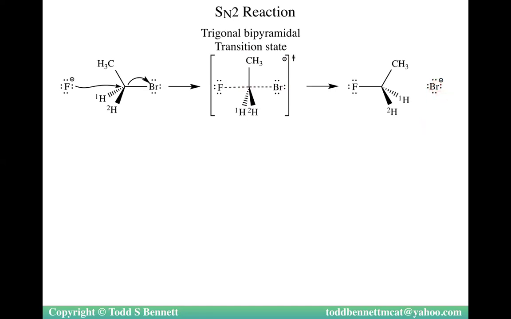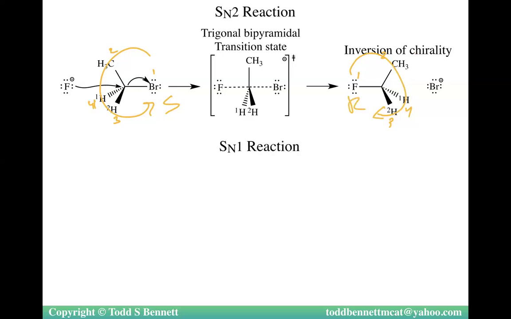The reason we put a deuterium on there is if we wanted to do R/S, then we say priority 1, 2, deuterium is 3, H is 4. So when you have the same atom, you go to atomic mass in the priority list. So 1, 2, 3, starting as S. 1, 2, 3, 4, finishes as R. So you get inversion of chirality. SN1 reaction.